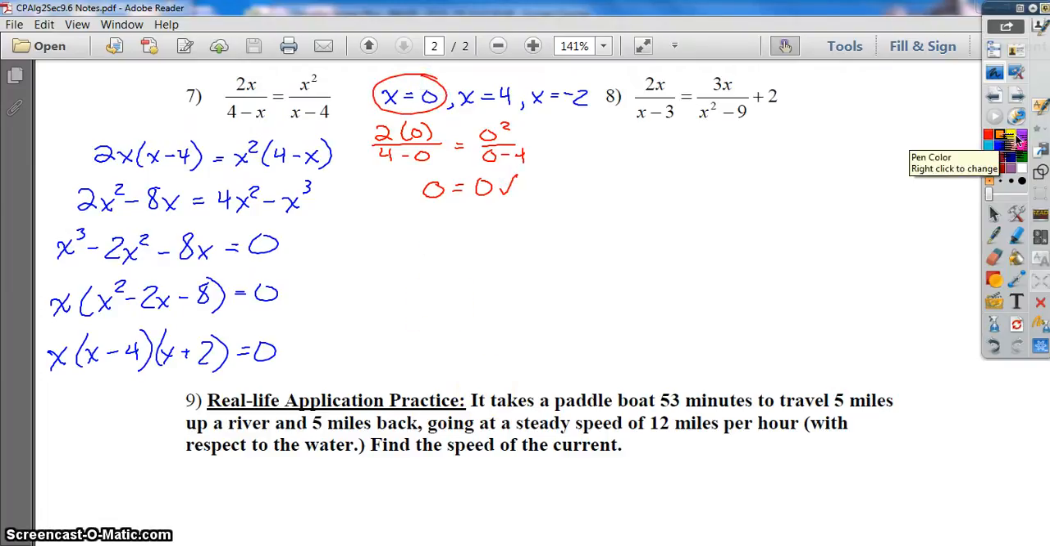Okay, in orange, let's do 4. So I have 2 times 4 here. 4 minus 4. And there's no reason to really even write this other side, because 4 minus 4 is 0. You cannot divide by 0. So this is a no-go.